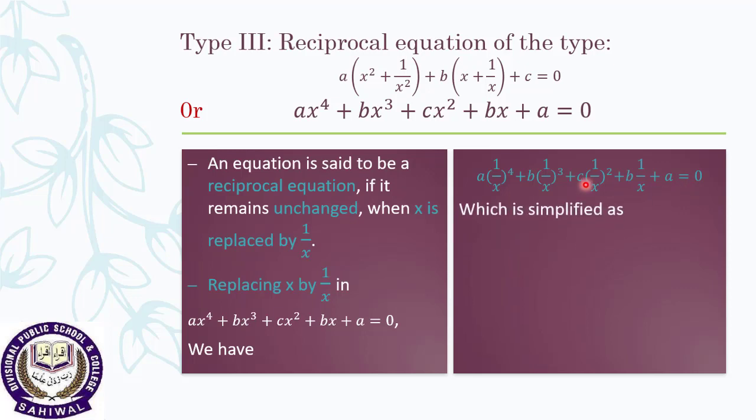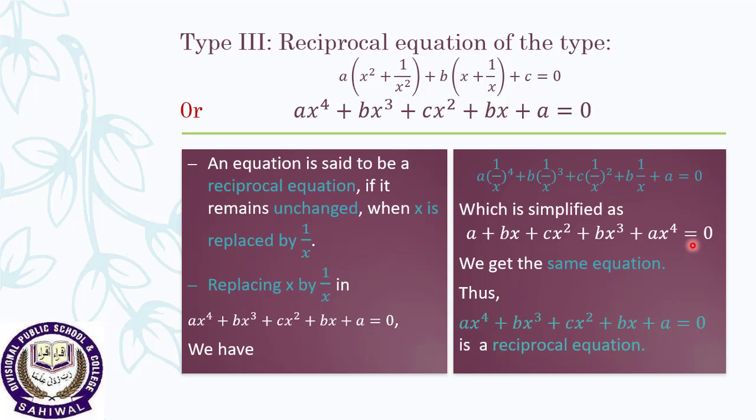which when simplified becomes a plus bx plus cx square plus bx cube plus ax raised to power 4 equal to 0, which is the same as the previous equation. So this is called the reciprocal equation. Let's explain this with the help of a question.